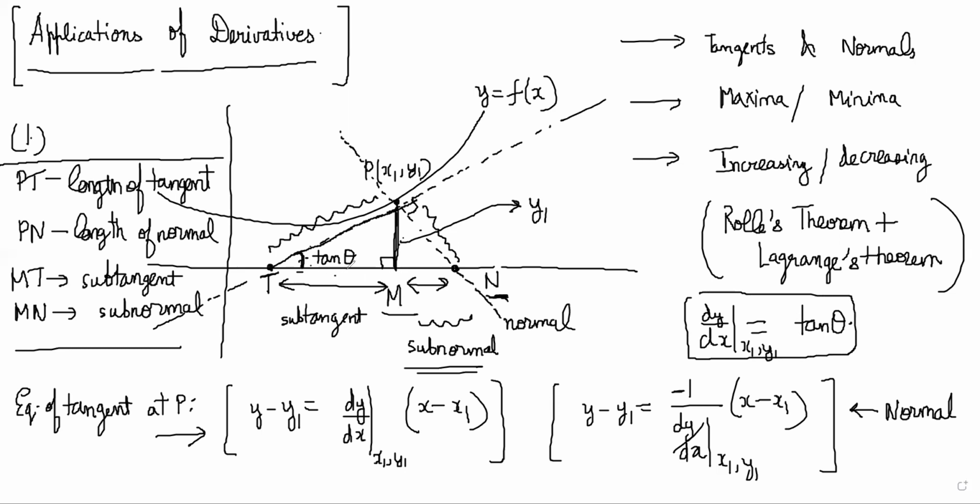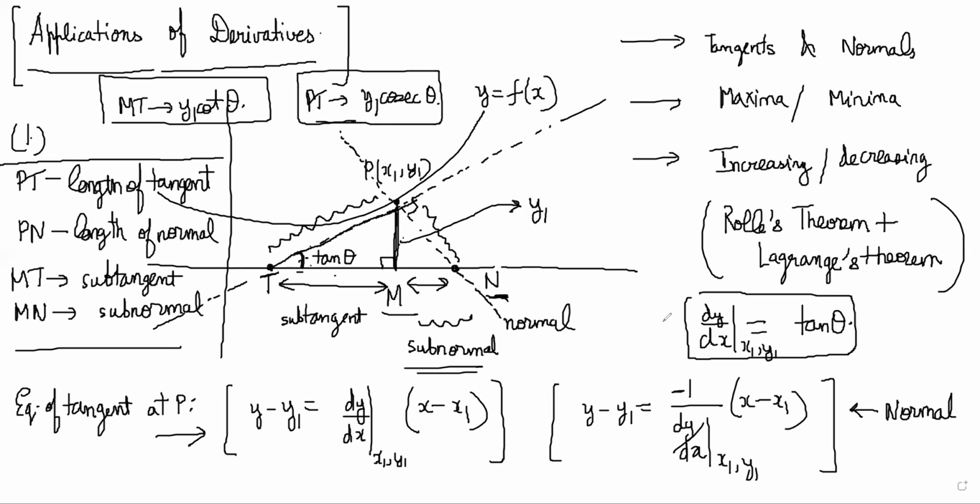So MT will be y1 by tan theta, so basically MT will be y1 cot theta. And similarly, PT also you can find easily, because y1 by PT will be sine theta. So PT will be y1 by sine theta, that is, PT will be y1 cosec theta, right?